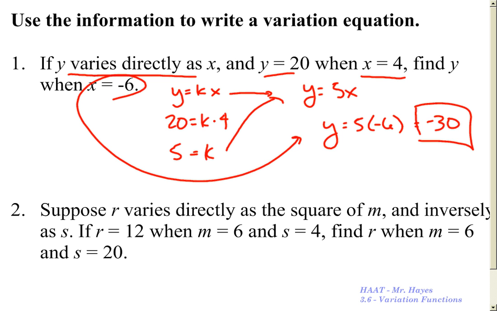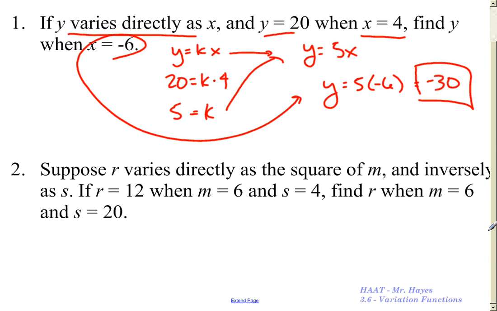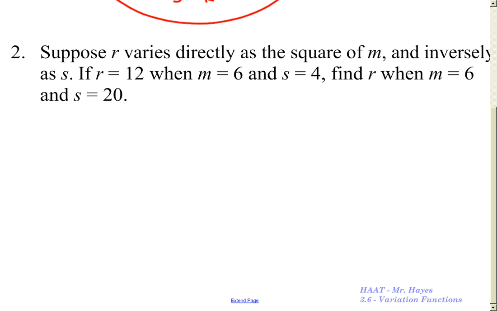Now sometimes some of these things are going to be merged together. Here it says r varies directly as the square of m. So we know r equals k, the constant, times m, and since it says the square of m, I have to square it. Now notice it also says inversely as s.